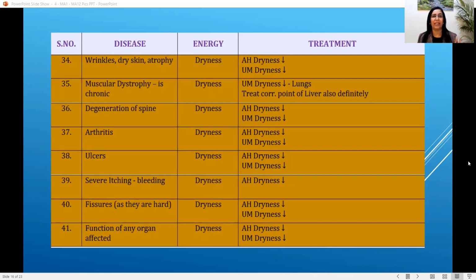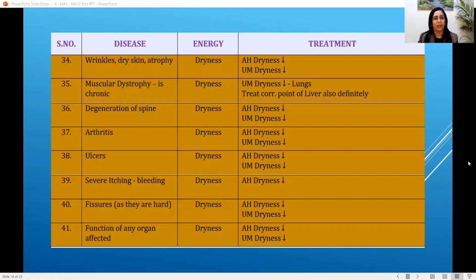So the first case is if you have a lot of wrinkles and dry skin. A lot of people have dry skin issues. You can address this by sedating dryness energy. Dryness energy sedation can be done by sedating the large intestine meridian if it is an acute problem. And if it is a chronic problem, then you can sedate the dryness meridian, which is the lungs meridian.